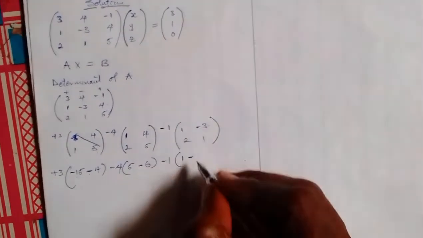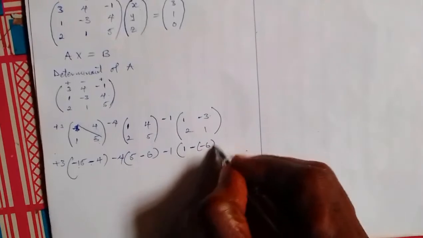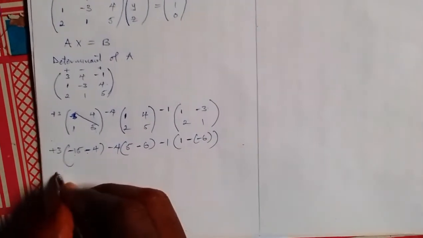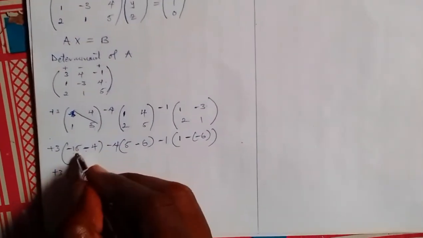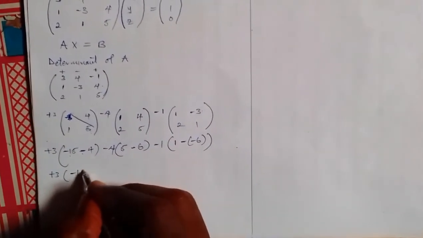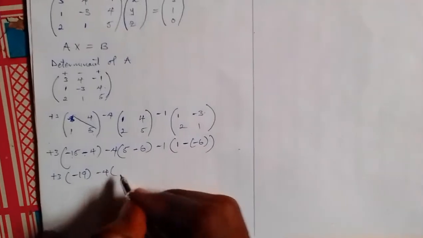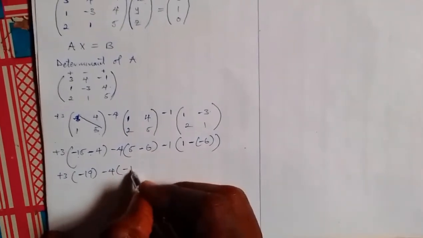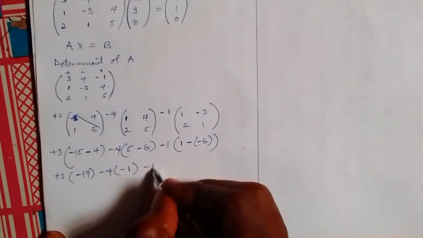Minus 2 times minus 3, that will be what? Minus 6. And we now continue like that. Minus 5, minus 15, minus 4, that will give us what? That's minus 19. Then minus 4 into bracket, 5 minus 6, that is what? Minus 1. Then for the last one, minus 1.